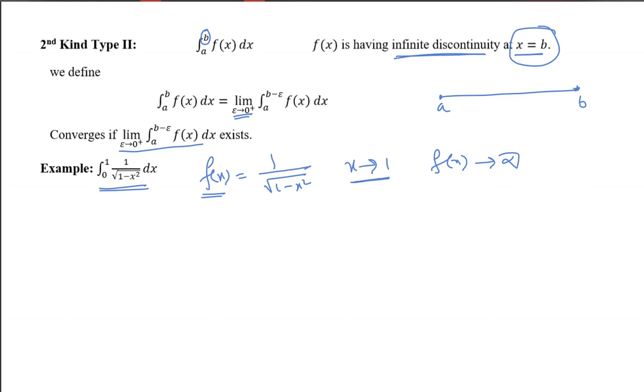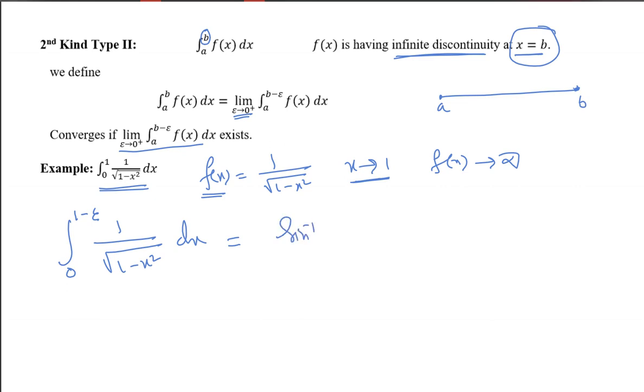So we'll skip this point 1 by using this formula. What we'll do is write the integral from 0 to 1 minus epsilon of 1 by root under 1 minus x square dx. Okay, and now it is a definite integration. There is no point of discontinuity, and you know how to find the integral. So you find this integration.